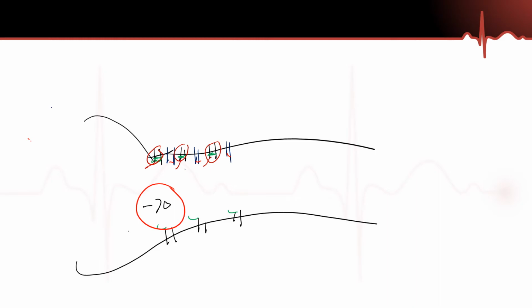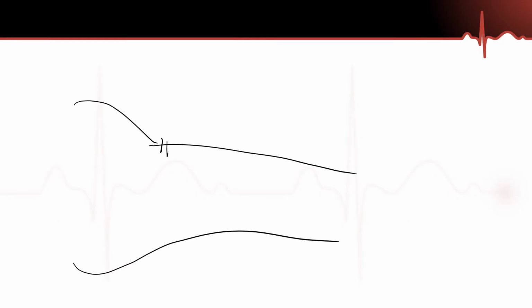But unfortunately, that's not exactly what happens. Okay, when we get back to -70, the voltage-gated potassium channels actually don't shut. They actually continue to stay open, and we have to talk about what effect that's going to have. So we have, at this point, repolarized back to -70 millivolts.